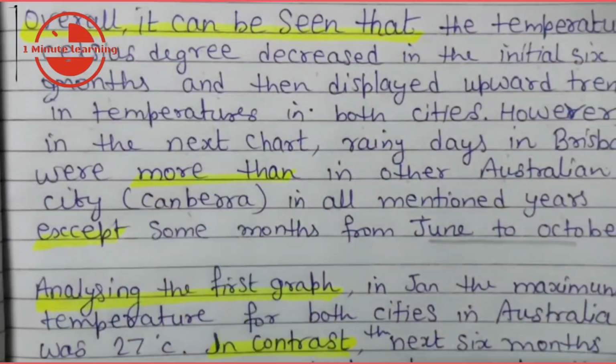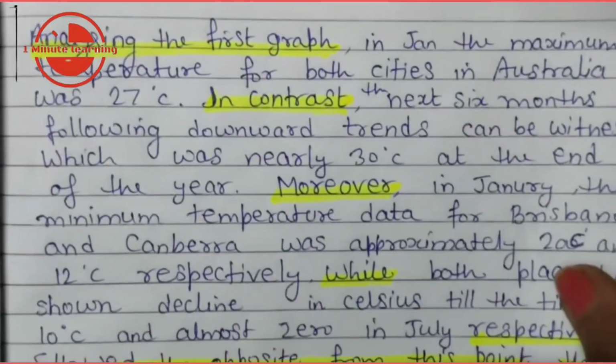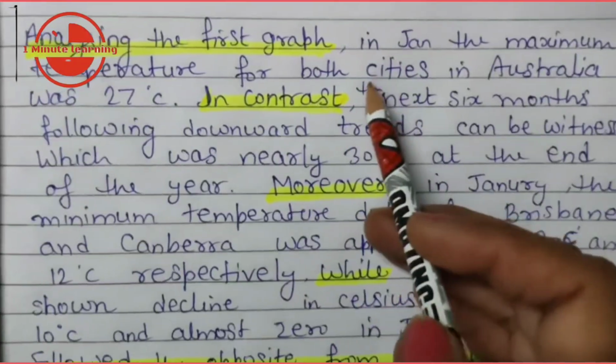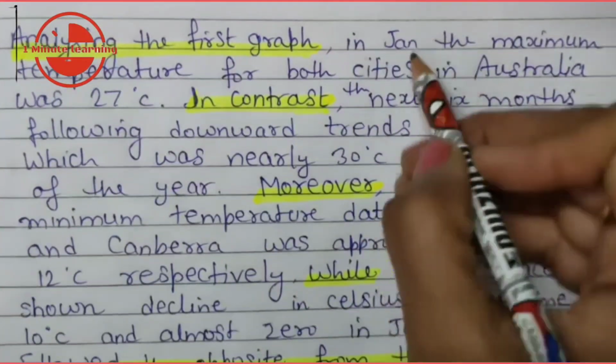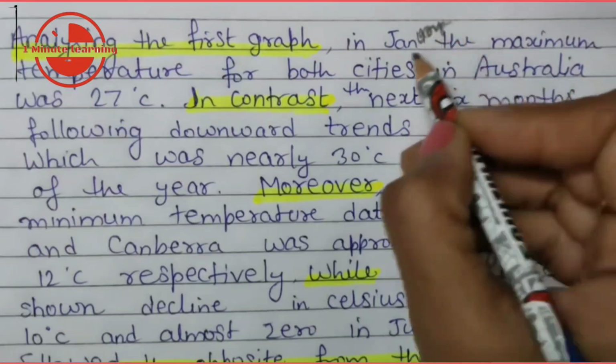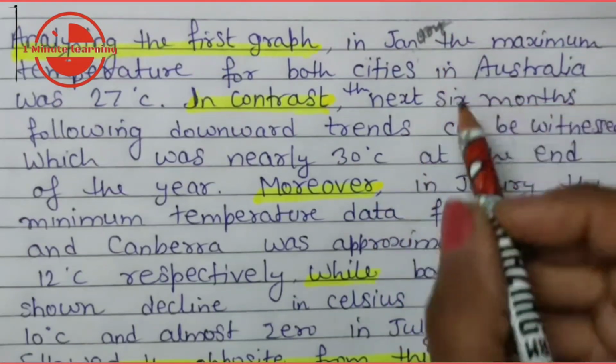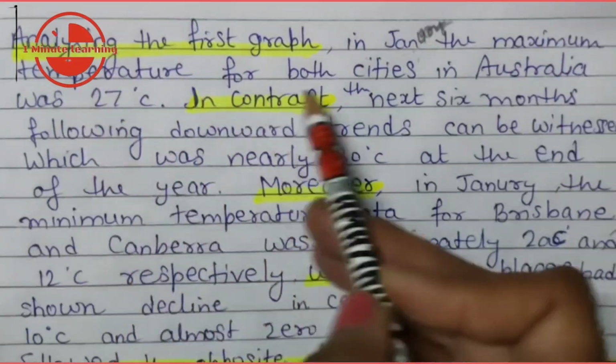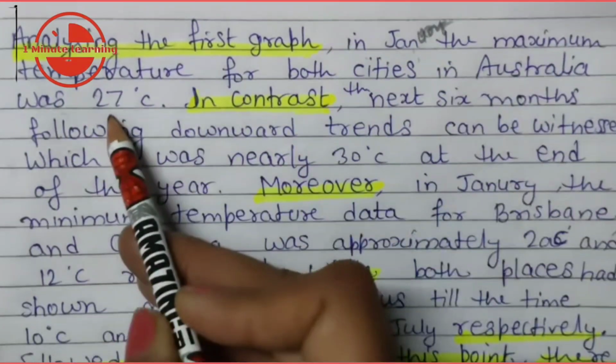Now coming to the detail paragraph. Now analyzing the first graph, that is the line chart. In January, so you can write the full spelling. So your spelling should be January. The maximum temperature for both cities in Australia was 27 degrees.